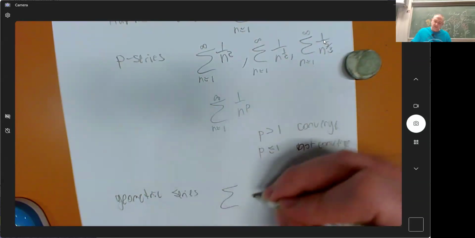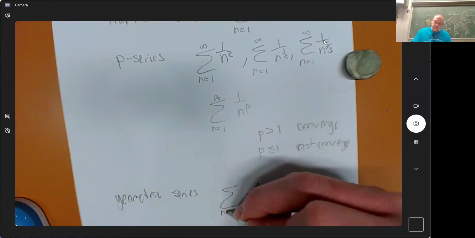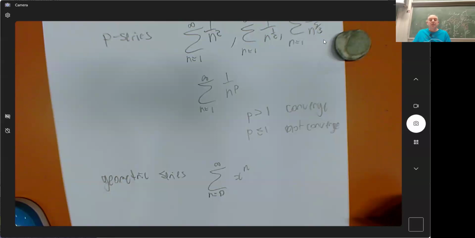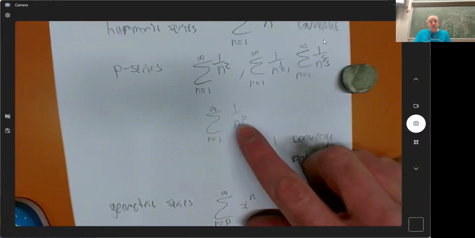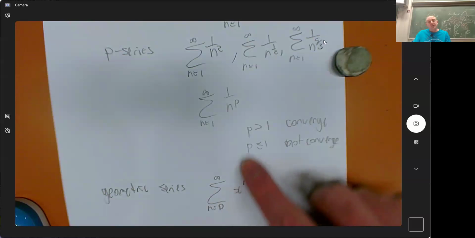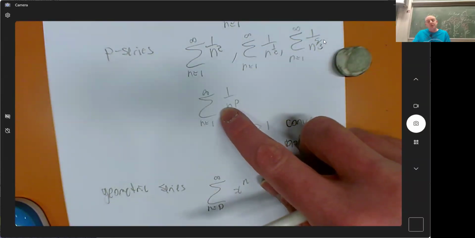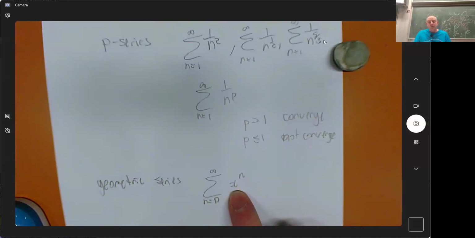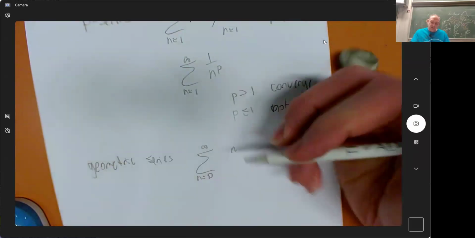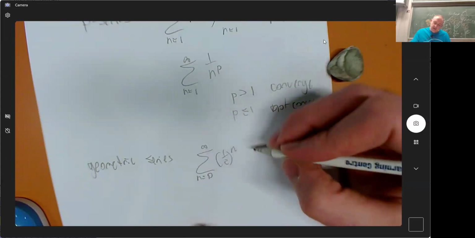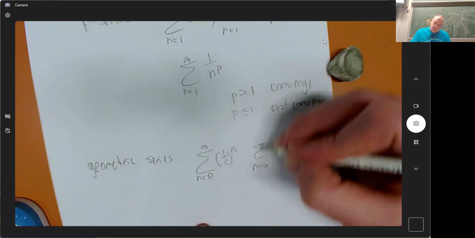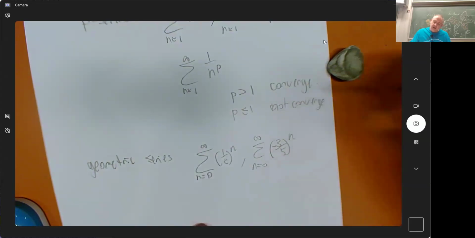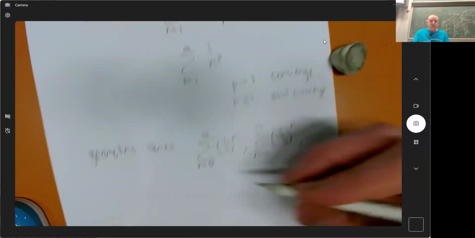The geometric series, like that. The difference between this one and this one is that this one has the n in the base, this one has the n in the exponent. And so there will be a number in that spot. So these geometric series have like a half to the n, n equals 0 to infinity, like minus 3/5 to the n. And you can have numbers in those spots.